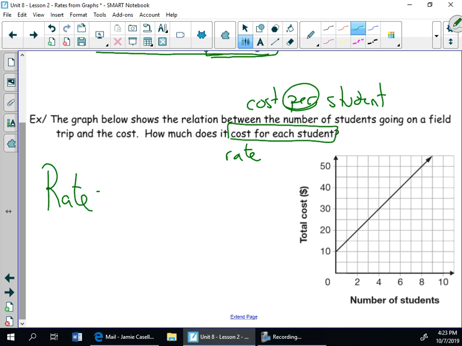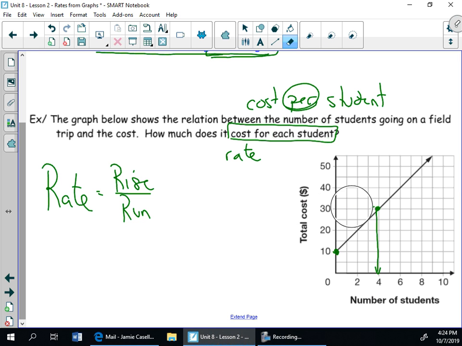Rate. I'm going to do rise over run. But to do that, I need nice points. A nice point is one where I know the value. For instance, this point right here I know is 10. Another nice point might be this one over here. Its value is 4 and 30. Okay, so I'm going to use these 2 points.